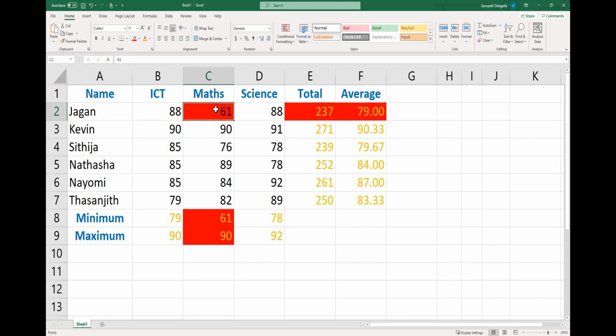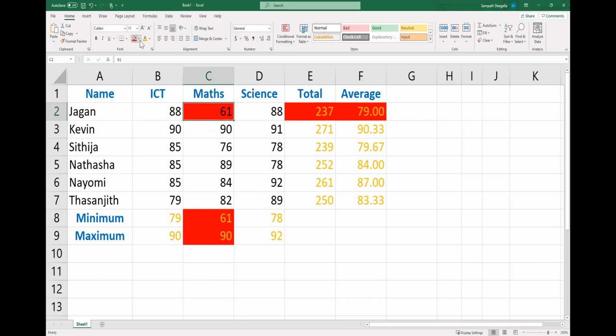So when you change this to 91, for example, it affects the others. Yes, Malindu? You can press enter. Yes, it's possible. You see it will affect. So 61, you can press enter. It will change.